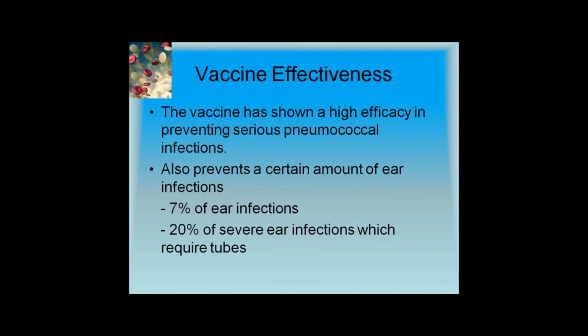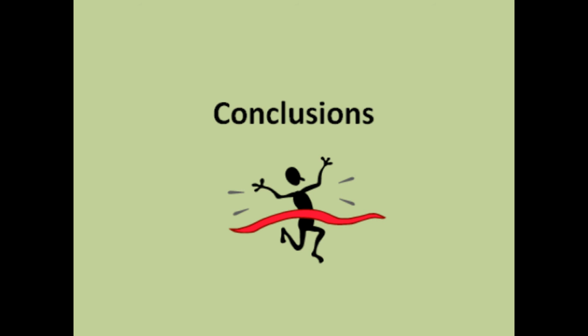Now, as stated before, the vaccine has shown a high efficacy in preventing serious pneumococcal infections. It also prevents a large amount of ear infections. If more people are vaccinated, we'd all see a larger number of ear infections prevented. Vaccines are very safe, although they are sometimes not portrayed as such. Serious side effects are actually less than 1 in a million, and the normal side effects of vaccines are far less severe than the diseases that they are used to prevent.